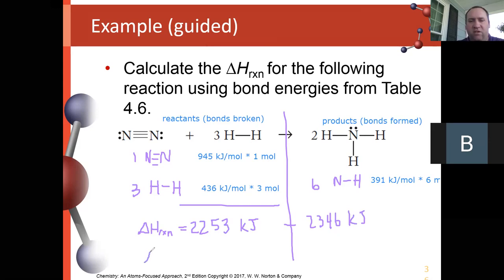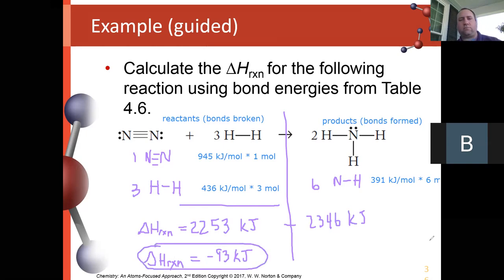So delta H for the reaction is going to be 2253 minus 2346, which would be a negative 93 kilojoules. And again, the sig figs for that one, since we are subtracting, the ones place is what is maintained because the ones place is the last digit in each of those values. So we round to the ones place, which gives us our negative 93. All right. Any questions about this example?